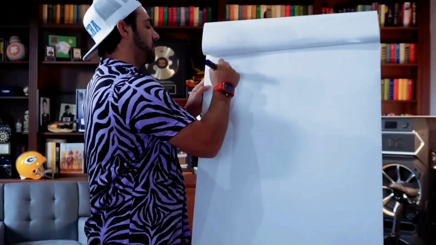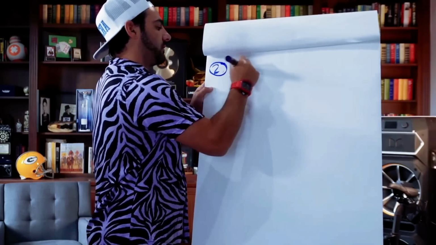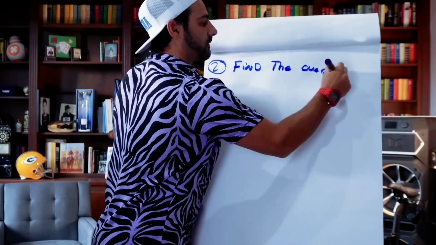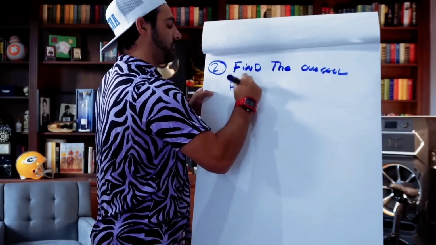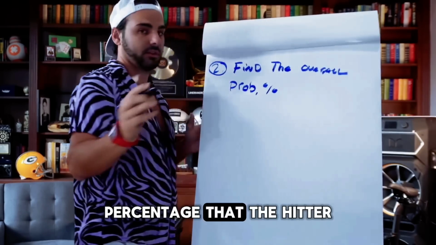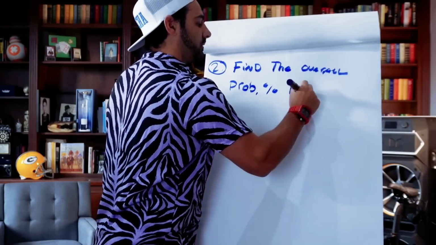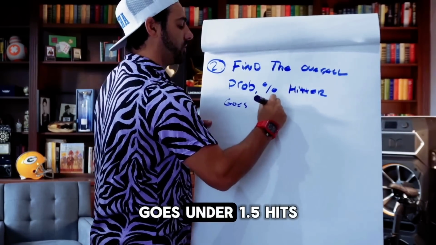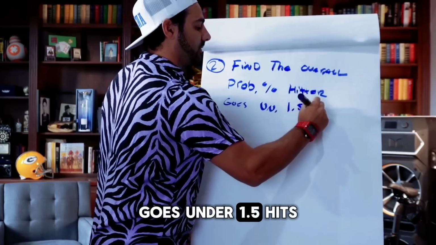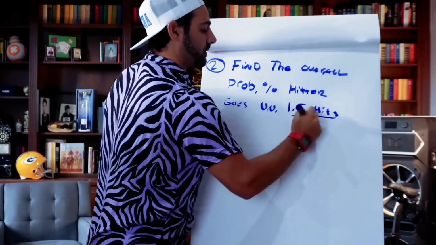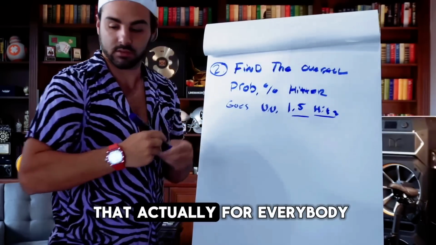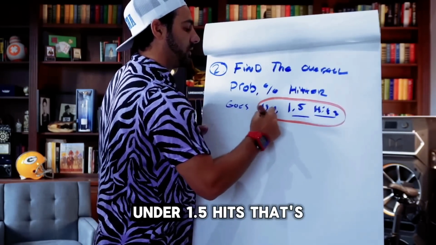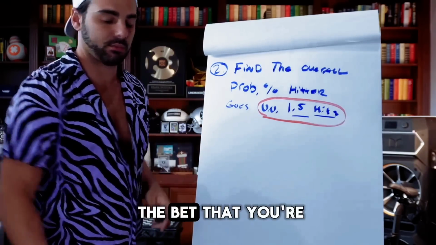Now for step 2, you're going to find the overall probability percentage that the hitter goes under 1.5 hits. Okay? I'm going to circle that actually for everybody so you guys can understand. This is the biggest part of obviously the strategy here. Under 1.5 hits. That's the bet that you're looking at.